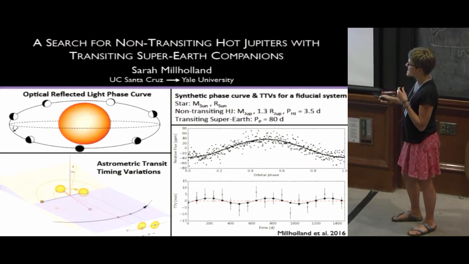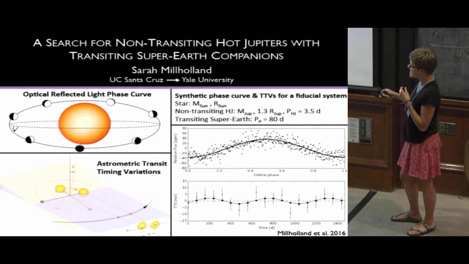Simultaneously, we aim to detect astrometric transit timing variations for the transiting super-Earth due to the fact that the hot Jupiter in the yellow plane here is just wobbling the star back and forth.